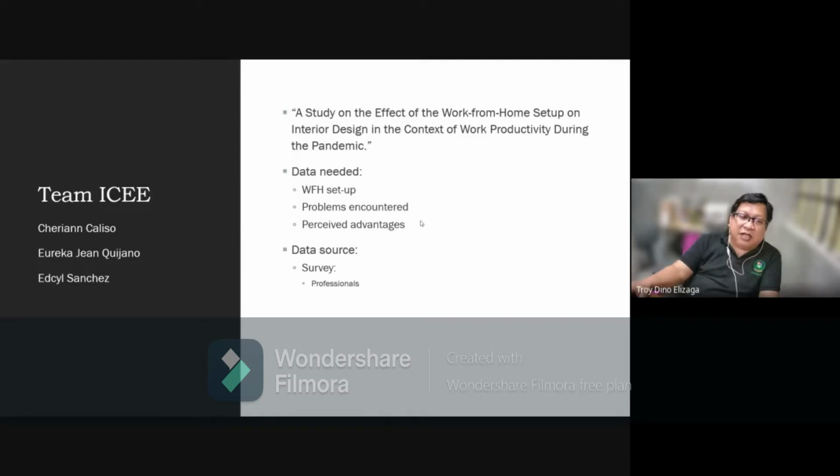So basically, your data source is a survey among professionals. So you're supposed to already identify who these professionals are. And then I think that this is very doable, considering that you only need to do a survey, so you can do a Google form and then send it out by email, and then hopefully get enough data, enough responses.